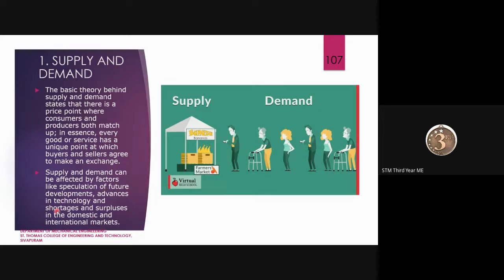Then advances in technology: if there is a technological update or if there is another competitive product that is present, people will obviously prefer that commodity, and our product will be going into the decline stage. So that also affects the supply. So if you are producing more products in the supply than the demand that is coming, obviously you will incur more loss. Okay, that is what is happening here. And then shortages and surpluses in the domestic and international market. So if there are shortages in the supply, obviously you can't meet the demand, and that will affect the domestic and international markets. Okay, so this is coming under supply and demand.